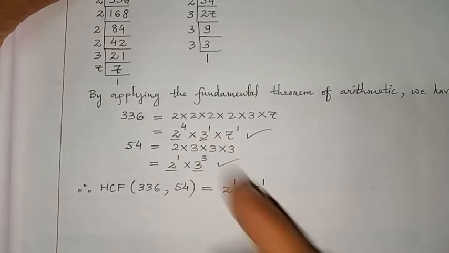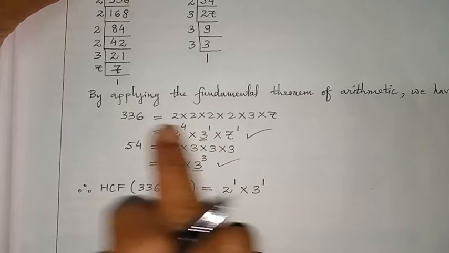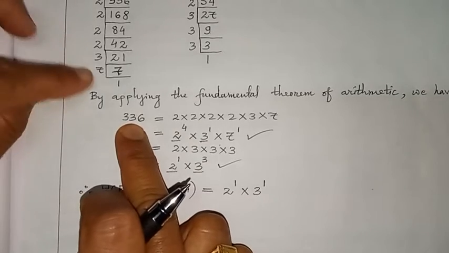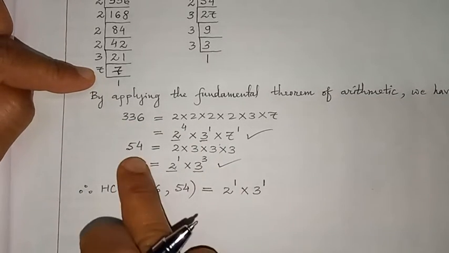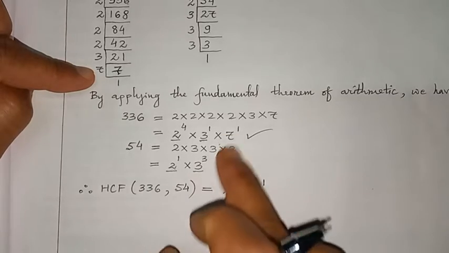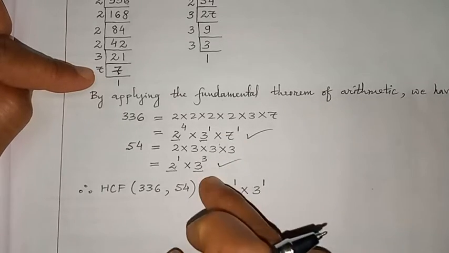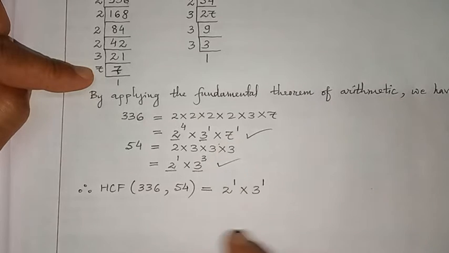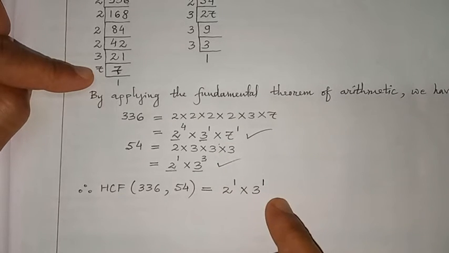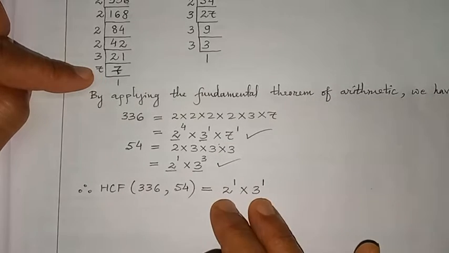Okay. Now what about 7? See, in the prime factorization of 336, 7 came. The 7 is a prime factor of 336. But 7 is not a prime factor of 54. That means what? 7 is not common. Since 7 is not common, we will not write it. I repeat again, any prime factor which is not common, we will not write while finding HCF. Okay. So in HCF, we write only common with the lowest power.